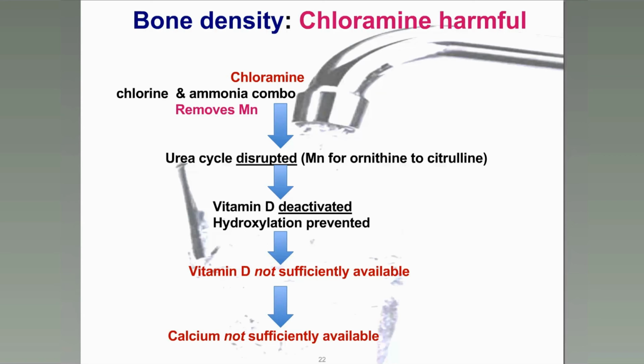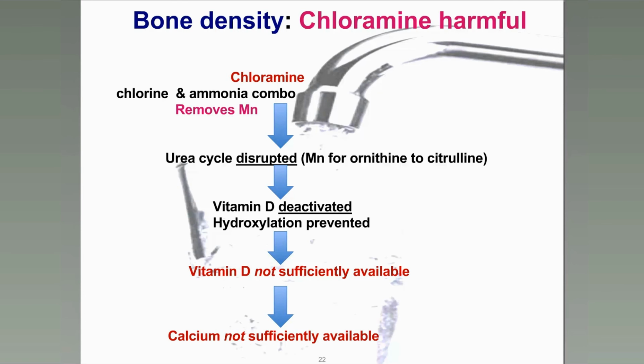Then vitamin D becomes deactivated, so you can't hydroxylate the 25-hydroxy-D to the 1,25-dihydroxy-D. So vitamin D is not sufficiently available, then calcium is not sufficiently available. So chloramine in drinking water should be filtered out by a charcoal filter. And remember to take more manganese or manganese-rich foods that include nuts and seeds and certain sprouts to have a healthy manganese level.